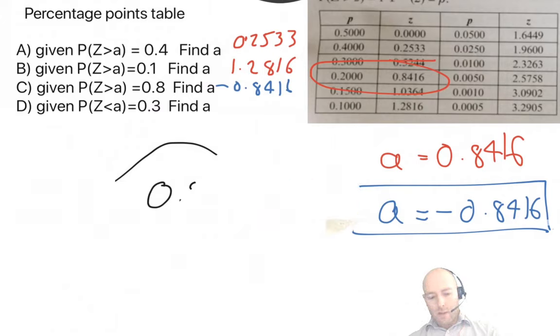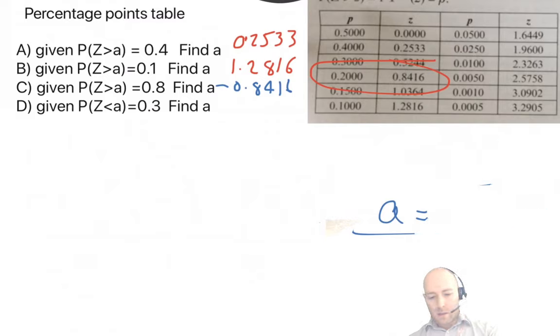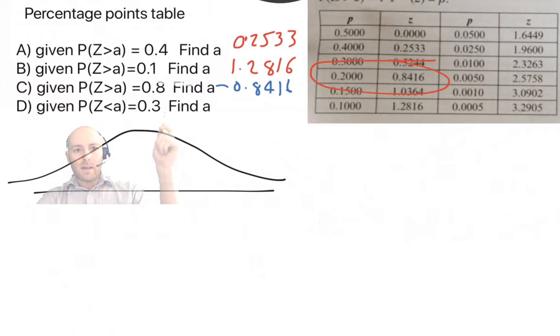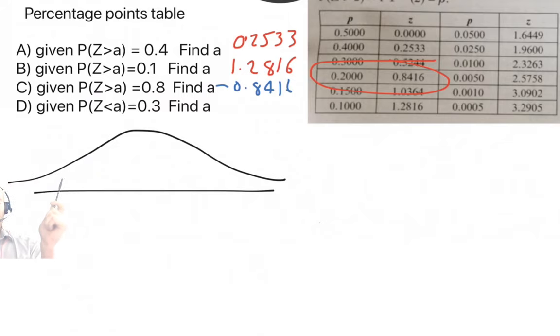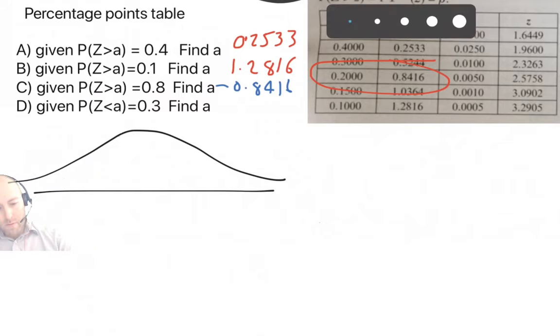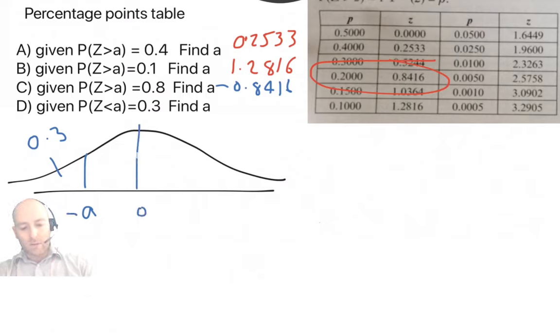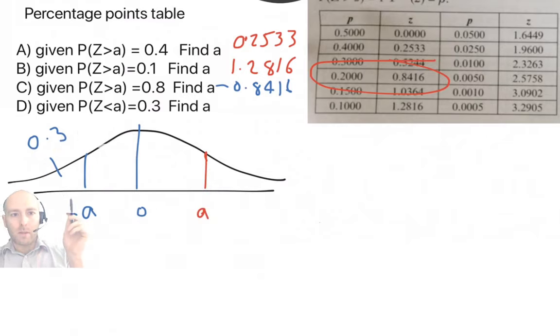Okay, let's try part D. So part D again, always draw a sketch. So we've got probability Z is less than A is 0.3. So less than A, 0.3. So A is going to be about here, making this area 0.3. So it's a similar question to what we did in part C. This value again is going to be negative. We know zero is in the middle. I could write an equivalent A over here, and this area here will then also be 0.3.